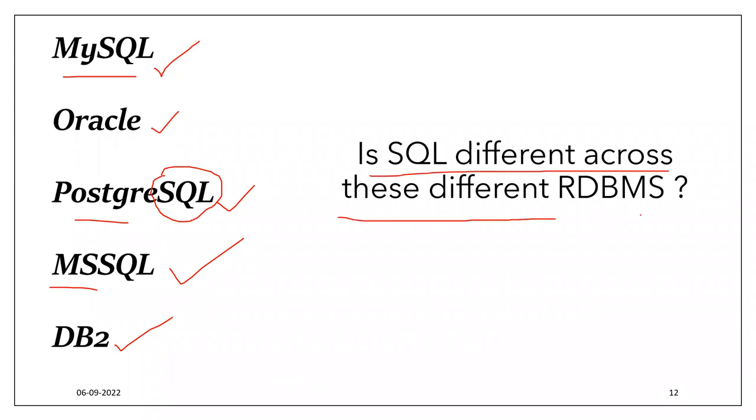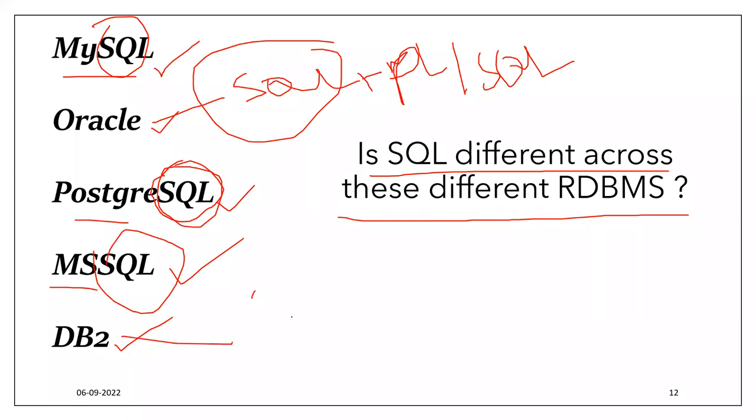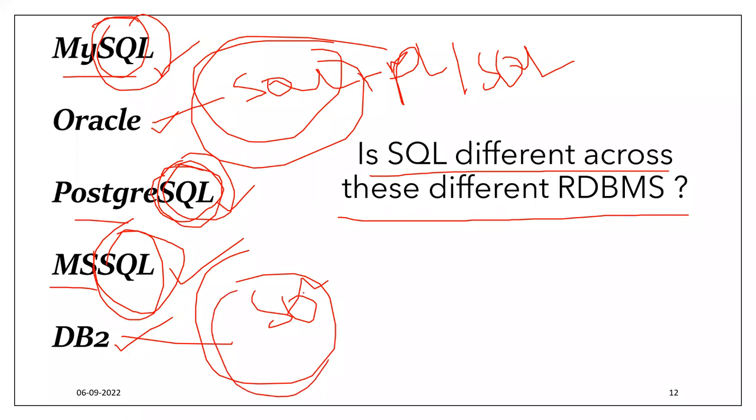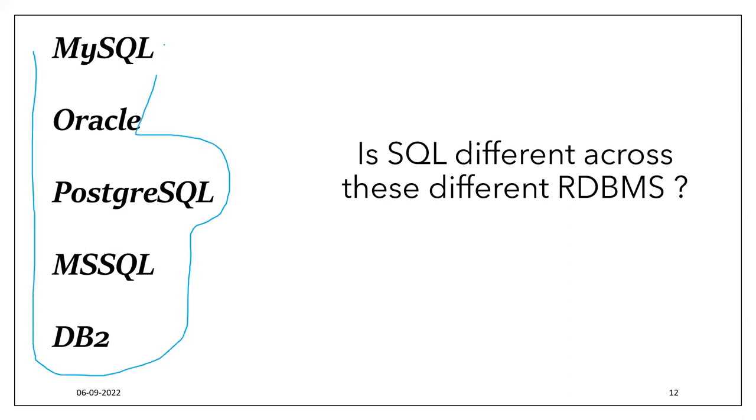SQL differs across these different RDBMSs. Oracle is a combination of SQL plus PL/SQL. For every database, SQL is common. In DB2 also, it will be SQL only. See, everywhere SQL is there. So the most common question for everyone is whether these different databases have different SQL, or the same SQL. It's the same SQL for everything. So across the world, to interact with any RDBMS, we use SQL only, Structured Query Language.